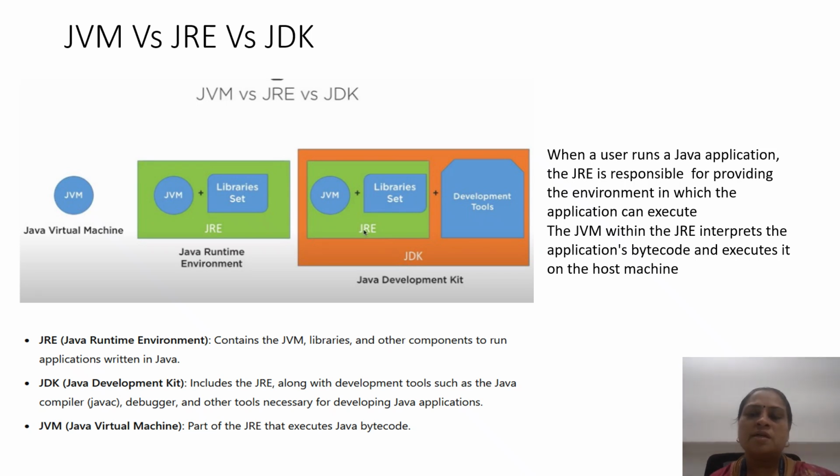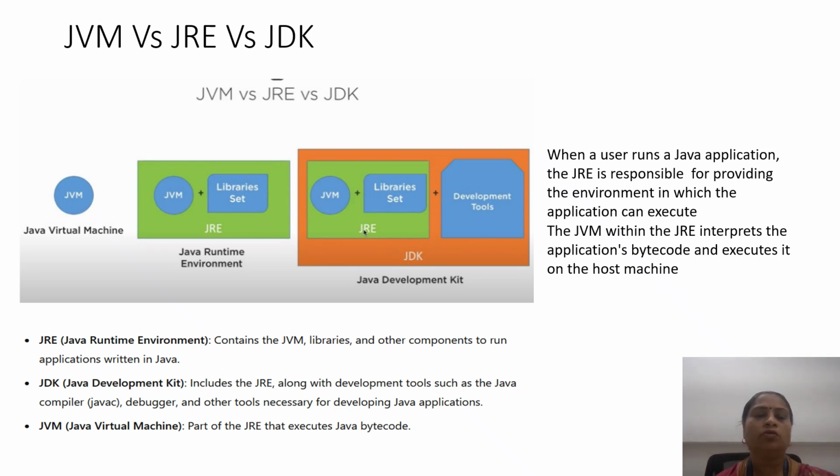In this slide we are going to see the Java runtime. When a user runs a Java application, the JRE is responsible for providing the environment in which the application can execute. The JVM within the JRE interprets the application's bytecode and executes it on the host machine.